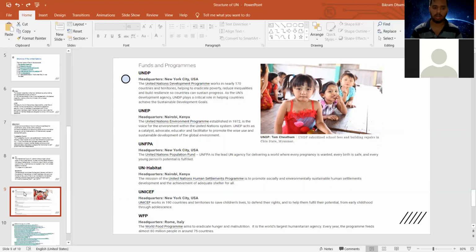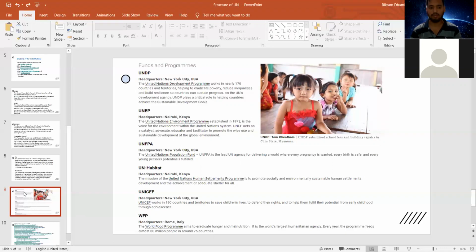UNICEF works in 190 countries and territories to save children's lives, to defend their rights, and to help them fulfill their potential, from early childhood through adolescence. So UNICEF advocates the rights of children. It works in the field of children's welfare.